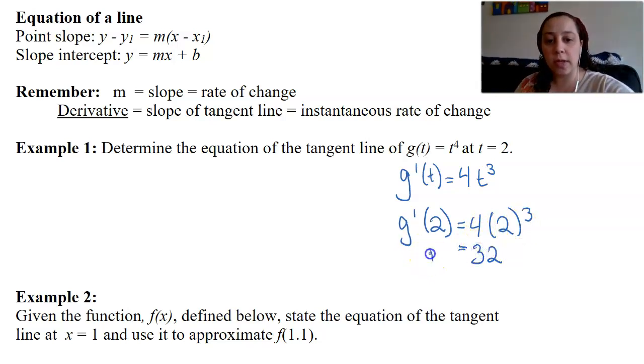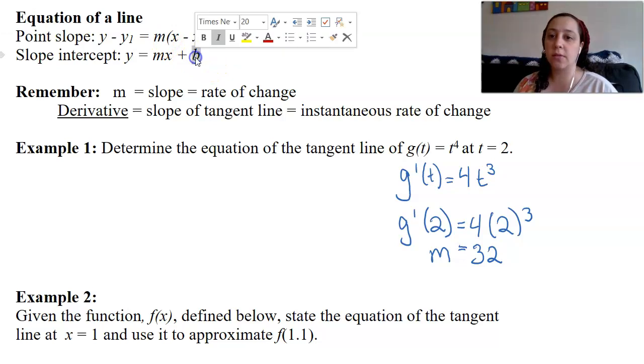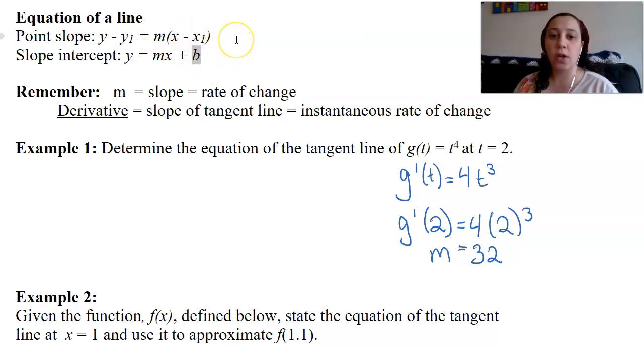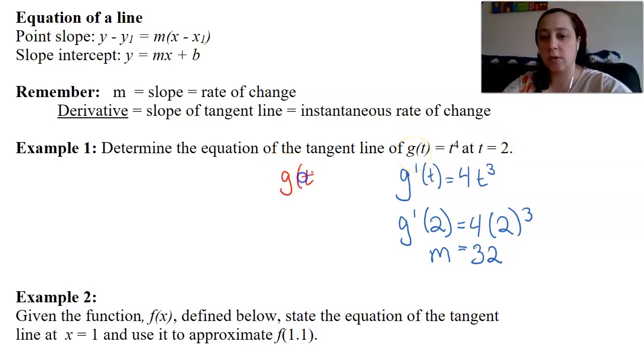So now this is going to be my m in my equation. You can use whichever form you want, but no matter which one you use, in order to find the b, or to find the rest of the values, you need to have an x and a y value. So here this t equals 2 is our x value, but we need to find our y value. To do that, I'm going to plug this 2 into g of t. So g of t equals t to the 4, and g of 2 is 2 to the 4, which is 16.